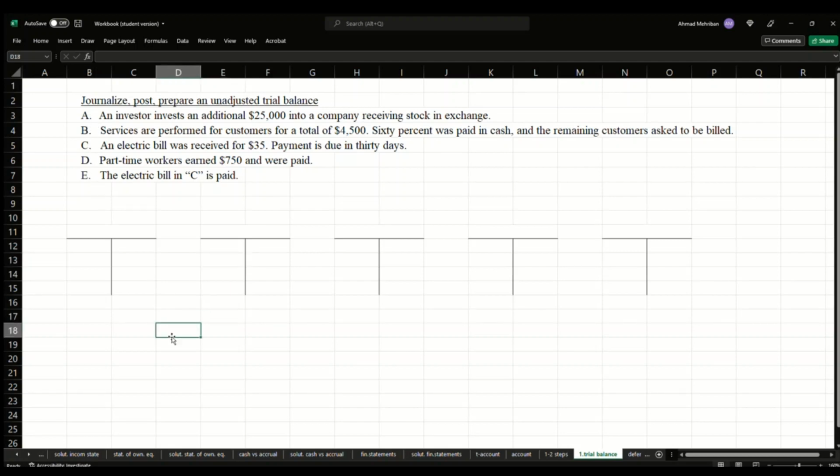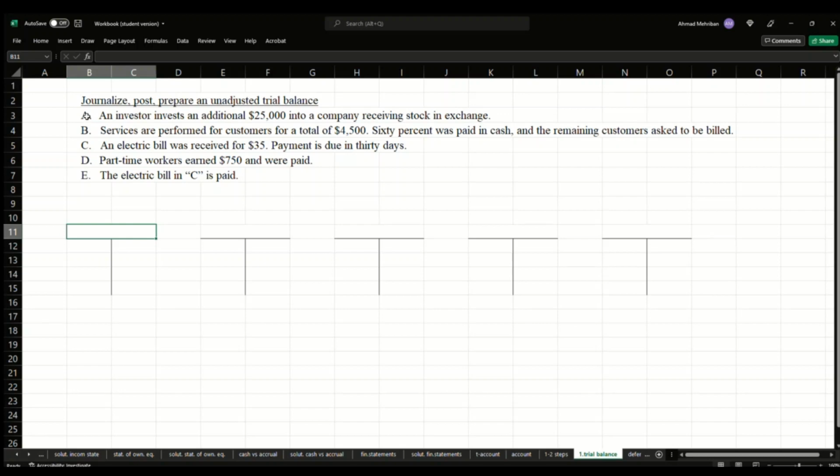We start with the fact that we have an investor who invests an additional 25,000 into a company, receiving stock in exchange. Again, we do not care what happened in the past. We care only about what is given, and we have to work with only this information. So let's assume that there was no balance before, and we have the first investment, or additional investment, of 25,000.